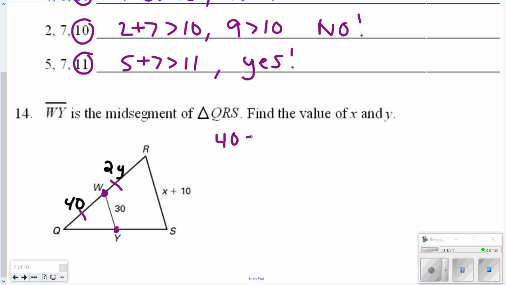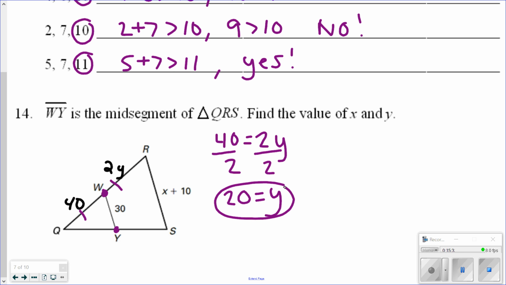That 40 is equal to 2y. So if I want to get y by itself, I'm just going to divide 2 from each side, and I end up getting that 20 is equal to y. Next, I want to figure out what the value of x is.